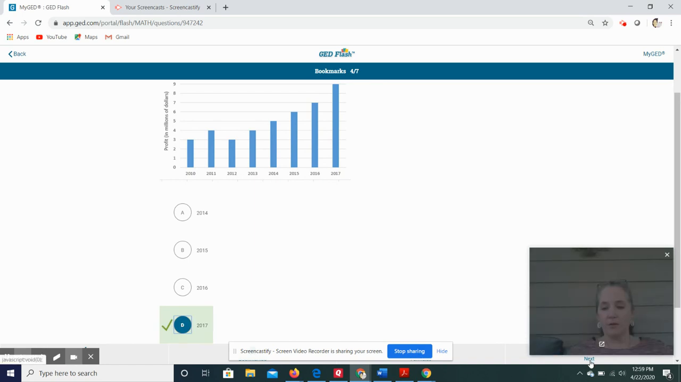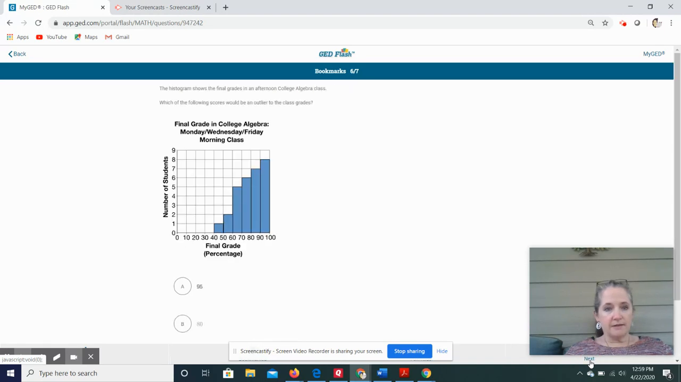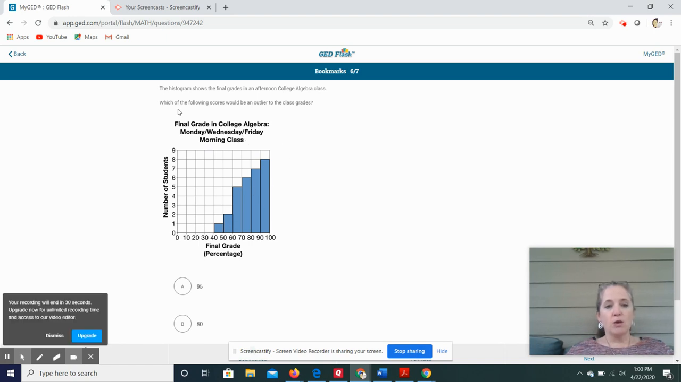Let's see if we can get another one of these in. Okay, let's do this one. This histogram shows the final grades in the afternoon college algebra class. Which of the following scores would be an outlier in the class grade? So an outlier means it doesn't fall in the normal range.